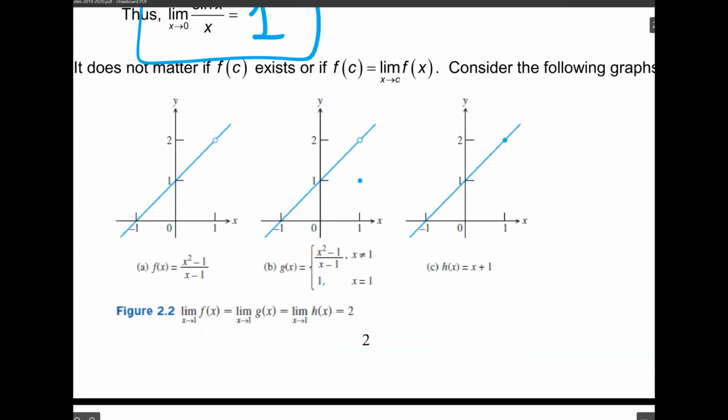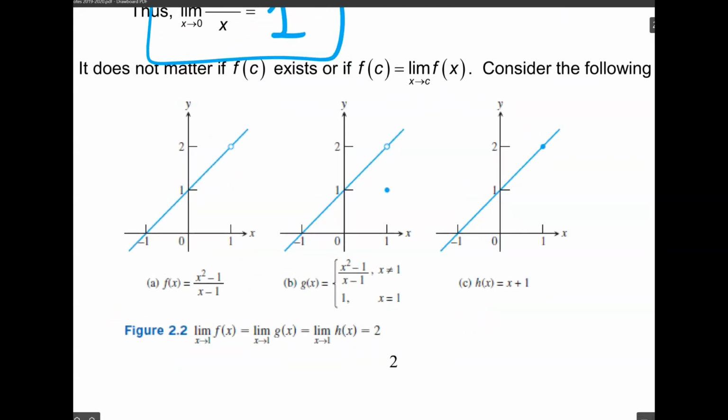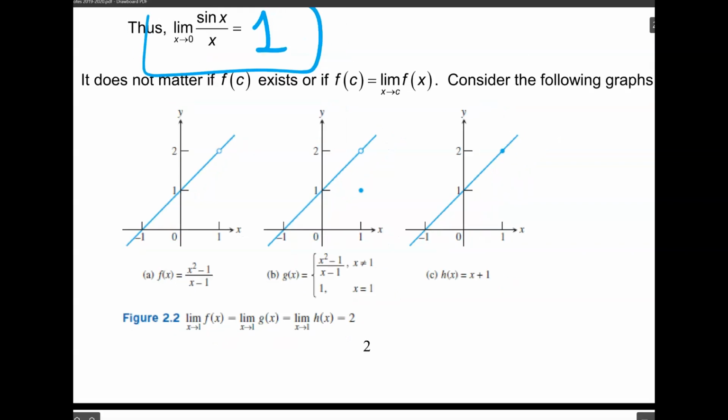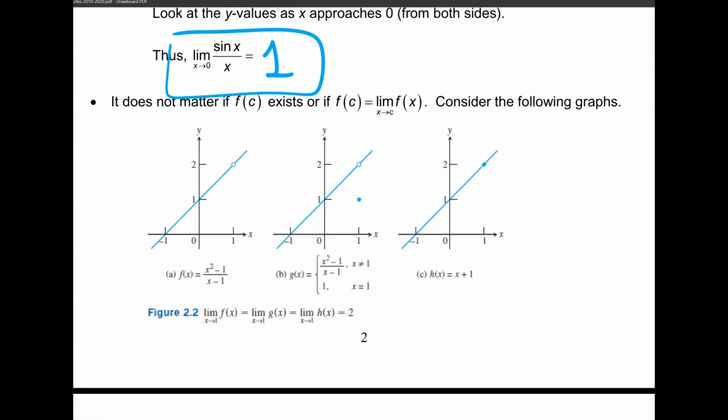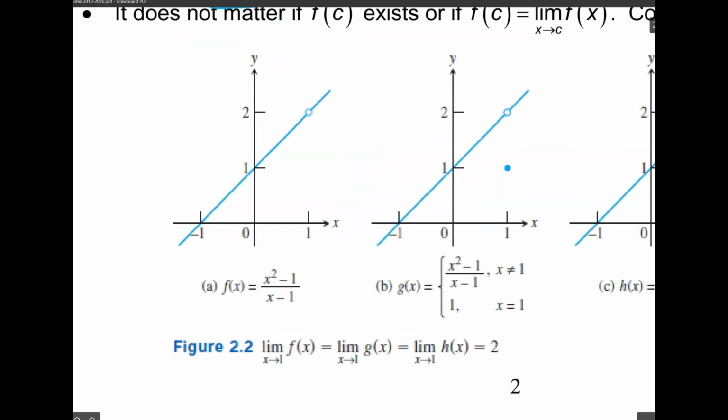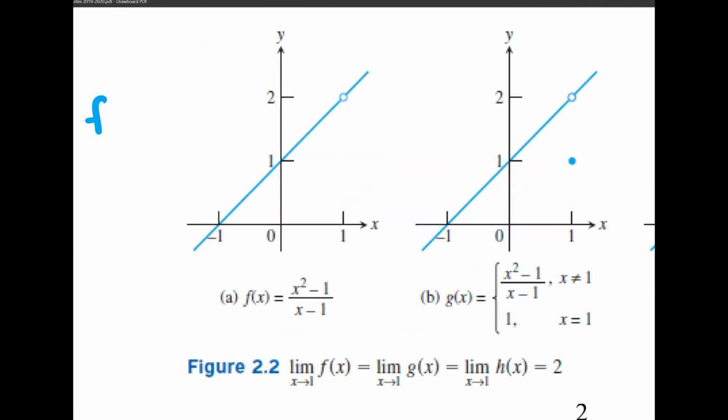It does not matter if f of c exists. It doesn't matter if the function exists at that point or if the function is equal to the limit. So let's consider these following examples. Here we see that f of 1, this is a really fat pen.